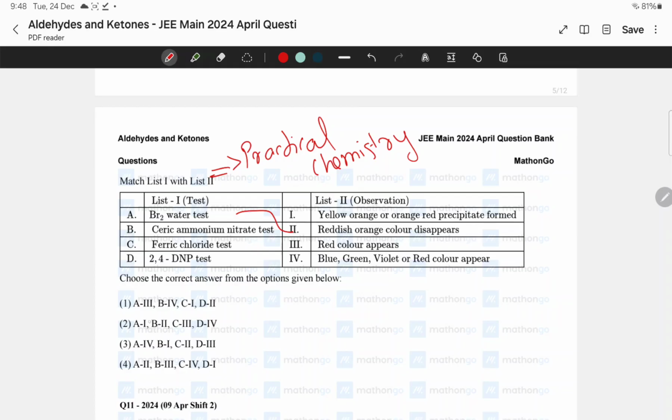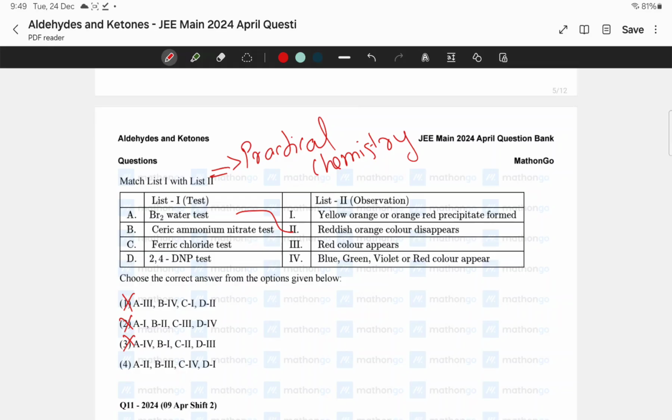Only in one option A is going to 2. So all the other 3 are wrong. Now we'll check the others also. Now ferric ammonium nitrate. What happens in the ferric ammonium nitrate test? Yeah, this test is given in your practical chemistry module.